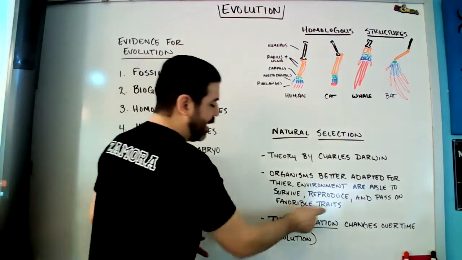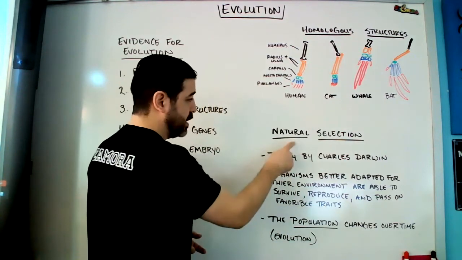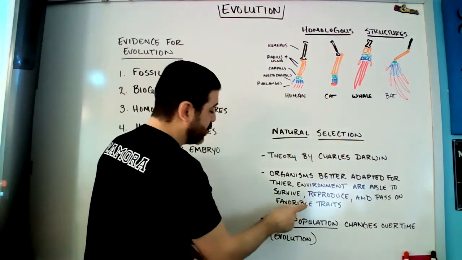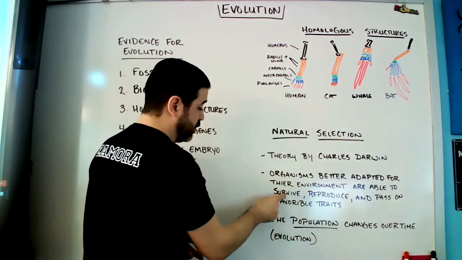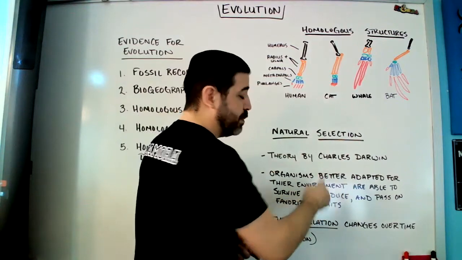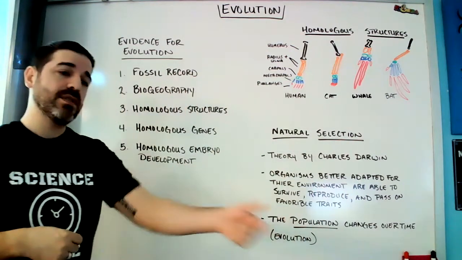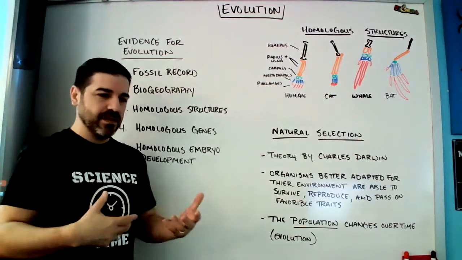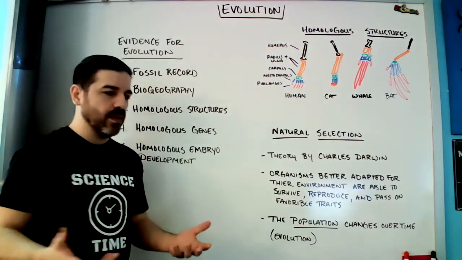Any traits that are not favorable, this is the key to natural selection. If you have traits that are not favorable, traits that do not help you survive, then you will most likely not live long enough to reproduce, and those bad traits do not get passed on to the next generation. Now, can they still show up as recessive traits? Of course.